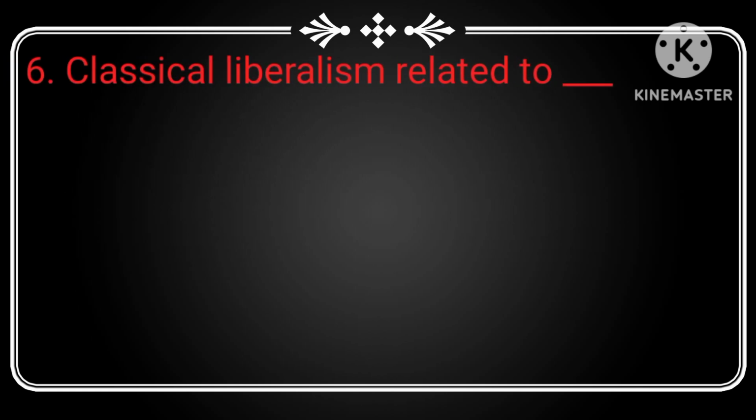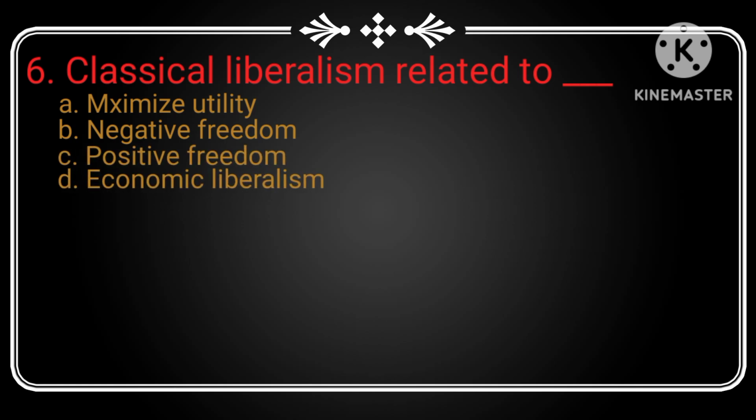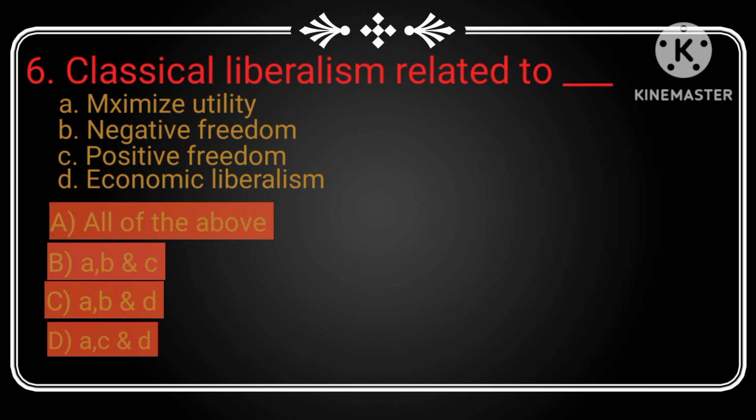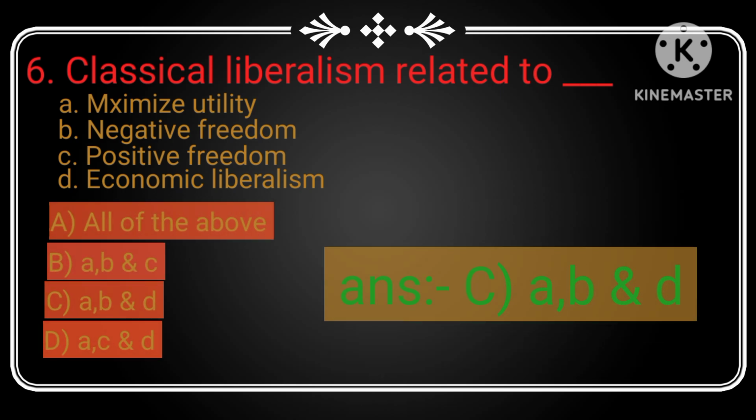The next question, number 6. Classical liberalism is related to which options: maximize utility, negative freedom, positive freedom, and economic liberalism. So there are 4 options for you. The correct answer of this question is option C, A, B and D.